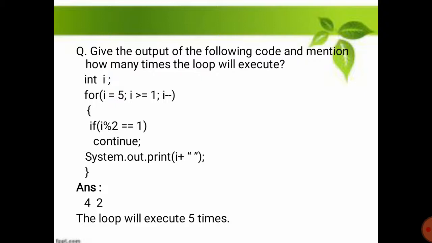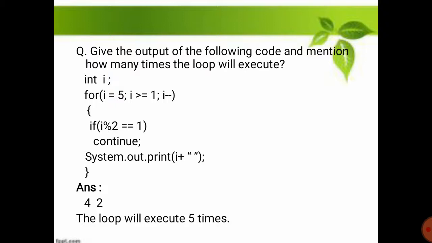Continue means it forcefully tells Java to repeat the loop again. So it does not print the value of i and repeats the loop. Now this time i is reduced by 1. In the second iteration i is reduced by 1. Now i is equal to 4.